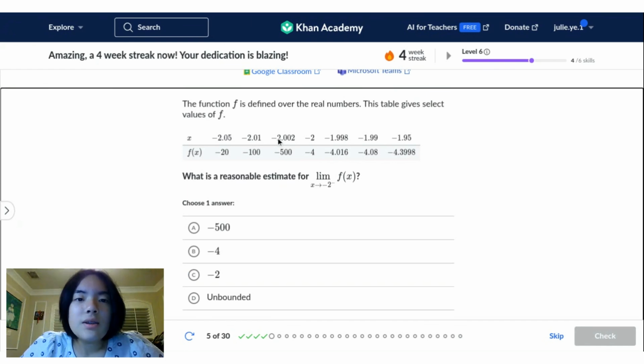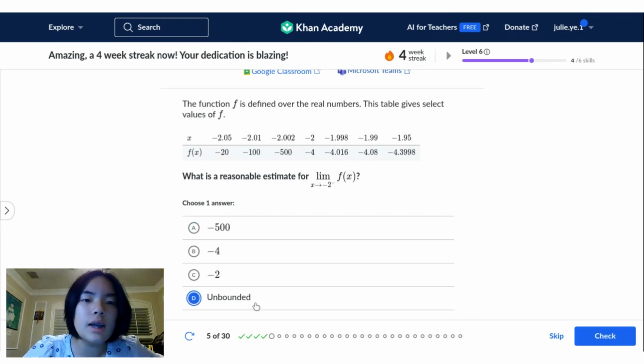Next question, another table of values of f. Estimate for the limit as x approaches -2 from the left. So we're going to look at the left-hand values and see it's not really approaching anything. It seems like it's going really, really high. That means it's unbounded.